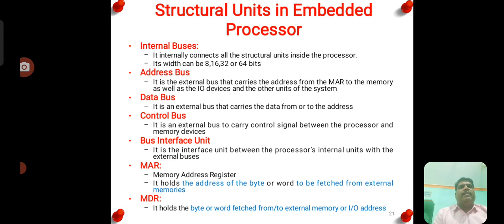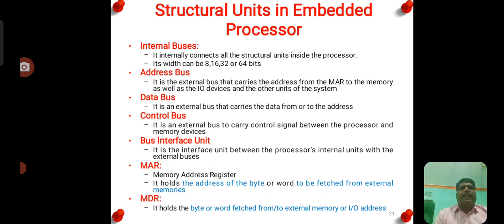Now the structural units in an embedded processor. The internal bus internally connects all the structural units inside the processor. Its width can be 16-bit, 32-bit or 64-bit. Next one, the address bus. It is the external bus that carries the address from a memory address location to the memory as well as the input-output devices and other units of the system.